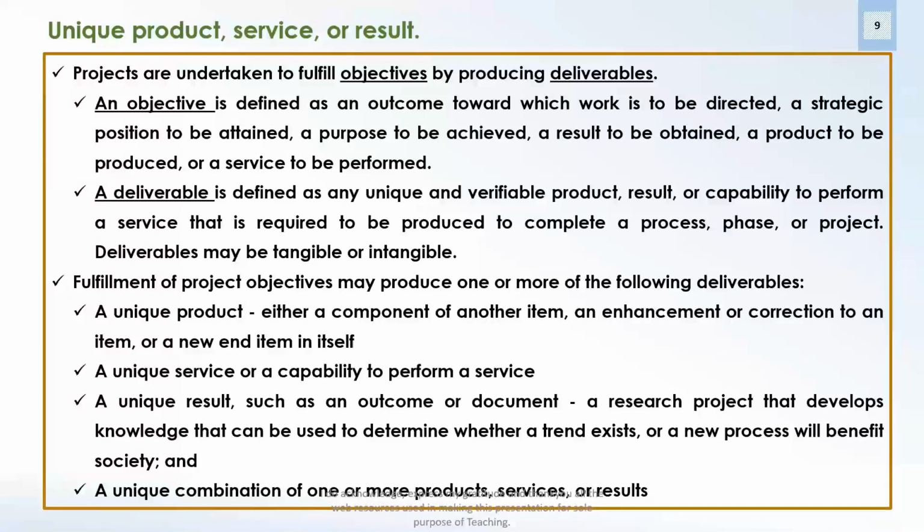Fulfillment of project objectives may produce one or more of the following deliverables. When you want to fulfill your project objective, correct? So what is that deliverable which will be produced to meet the project objective? A unique product, either a component of another item, an enhancement or correction to an item, or a new end item itself. Very clear by the definition.